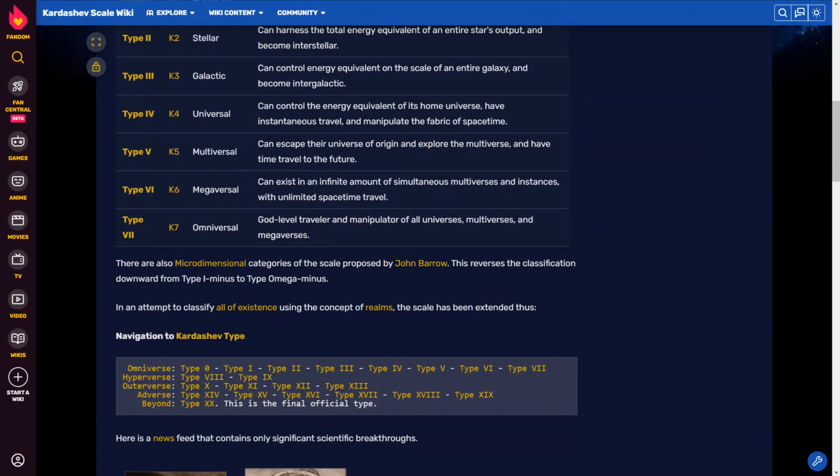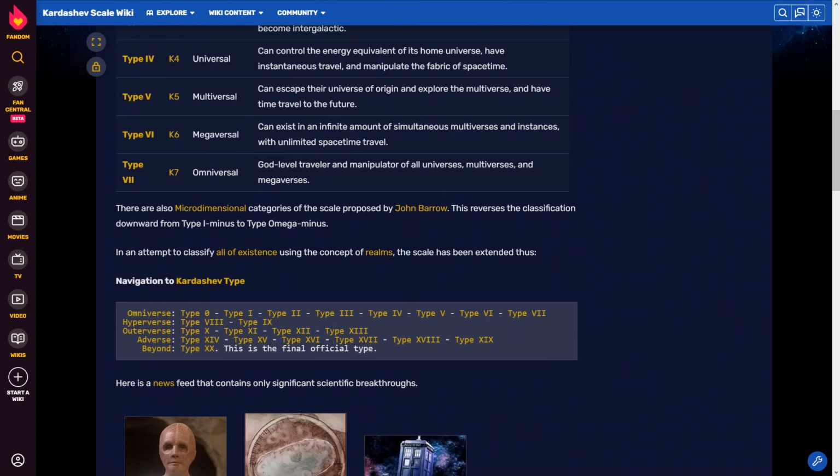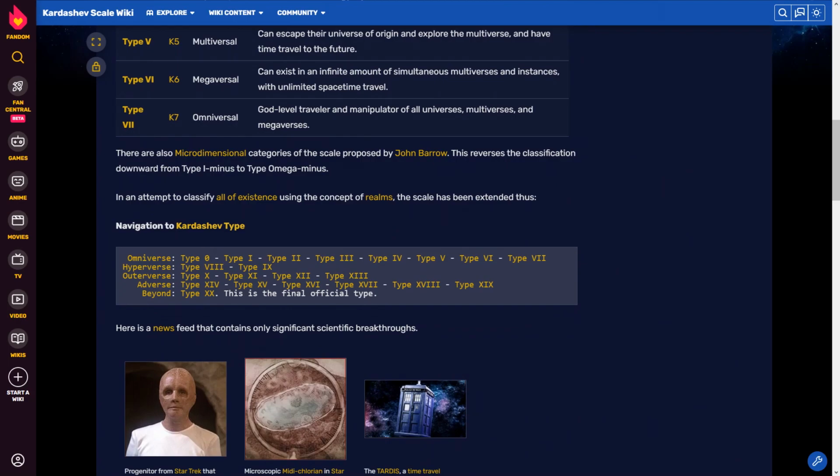There are also micro-dimensional categories of the scale proposed by John Barrow. This reverses the classification downward from Type 1 minus to Type Omega minus. In an attempt to classify all of existence using the concept of realms, the scale has been expanded thus: Omniverse, Hyperverse, Outerverse, Adverse, and beyond. The final official type.